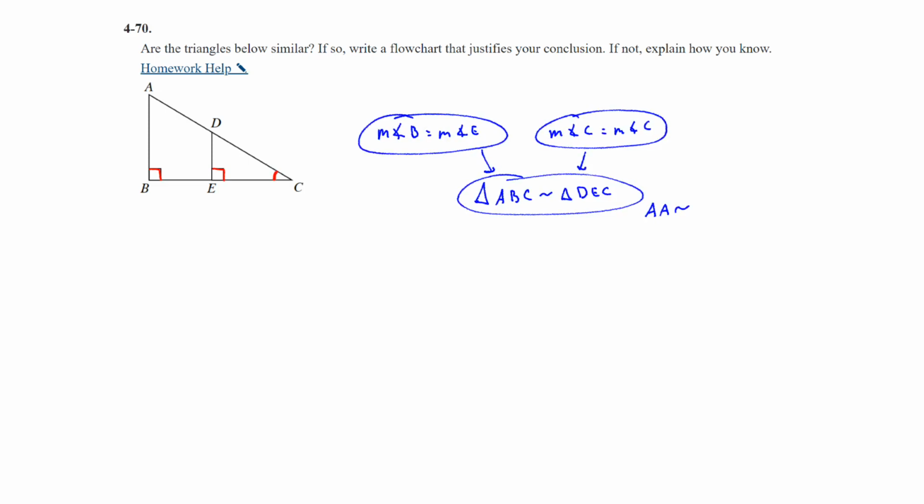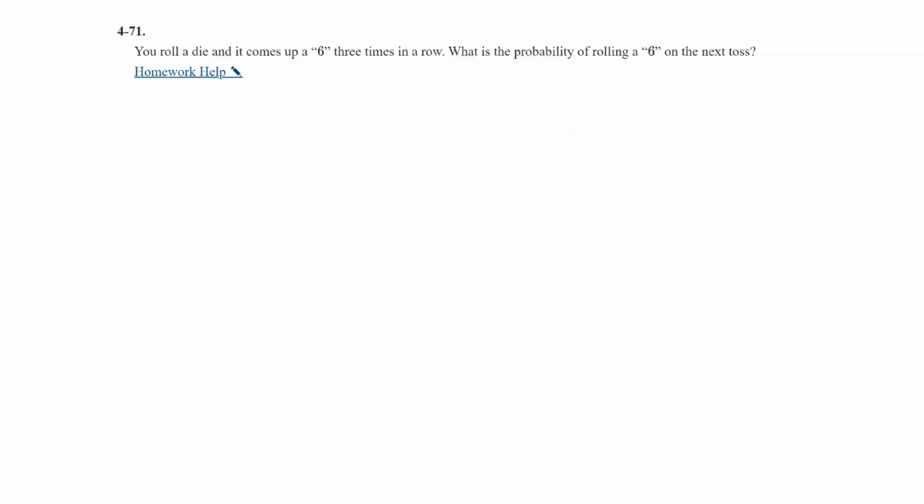So there is the flowchart, the 2 things that prove that the triangles are similar using angle-angle similarity. Angle B and angle E are congruent, or their measures are the same, because they're both right angles, and angle C is equal to angle C. And you do have to write that even though they're the same angle, because they're different parts of 2 separate triangles. So therefore, we know triangle ABC is similar to triangle DEC, and that's by angle-angle similarity.